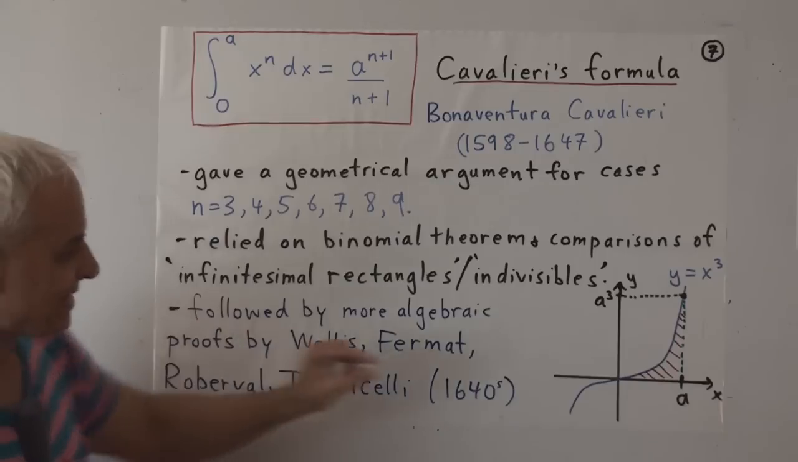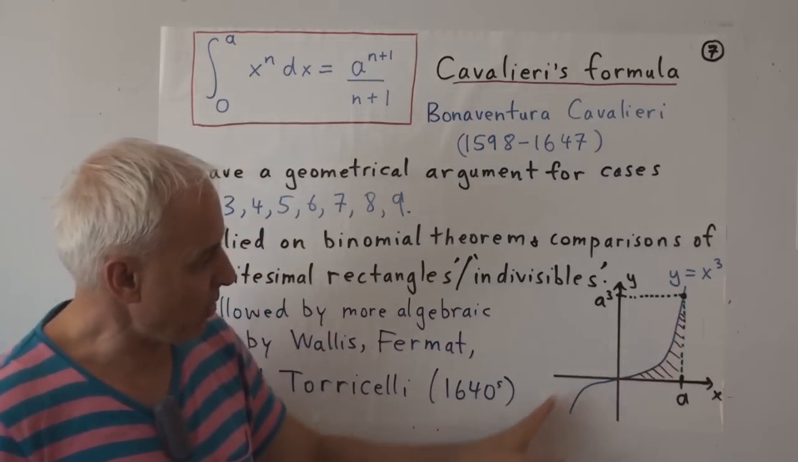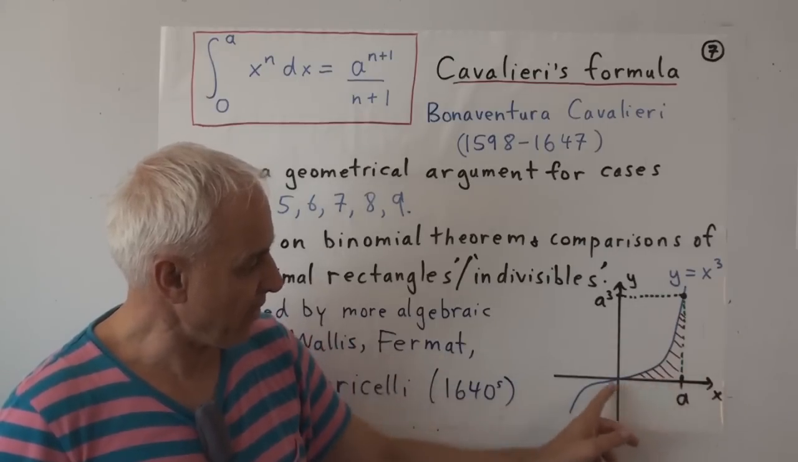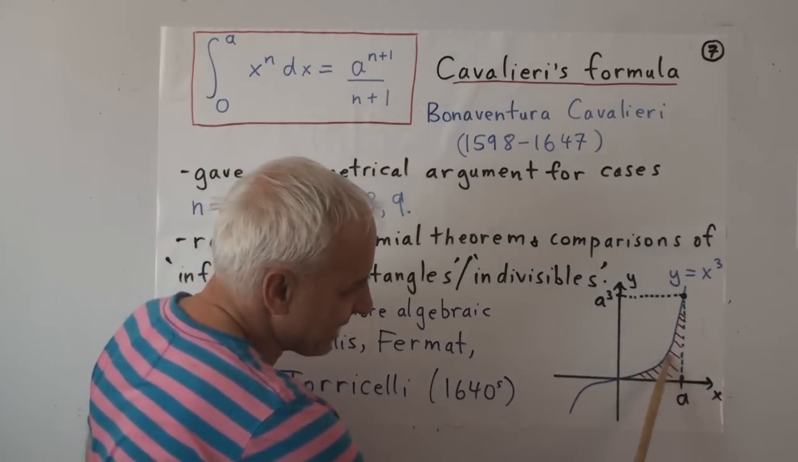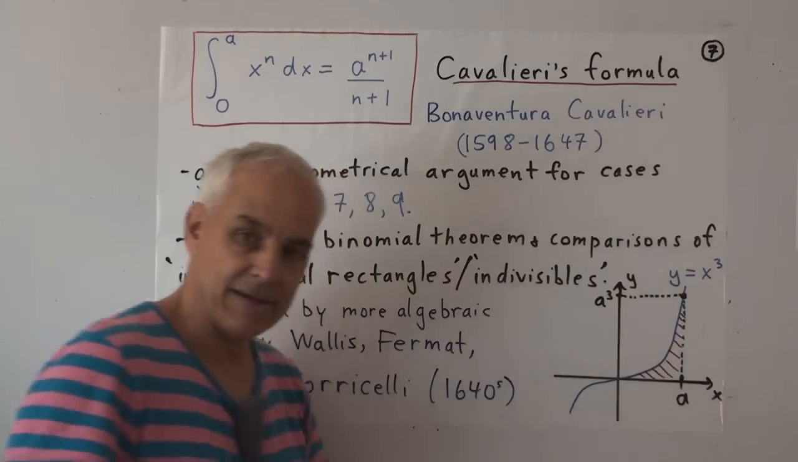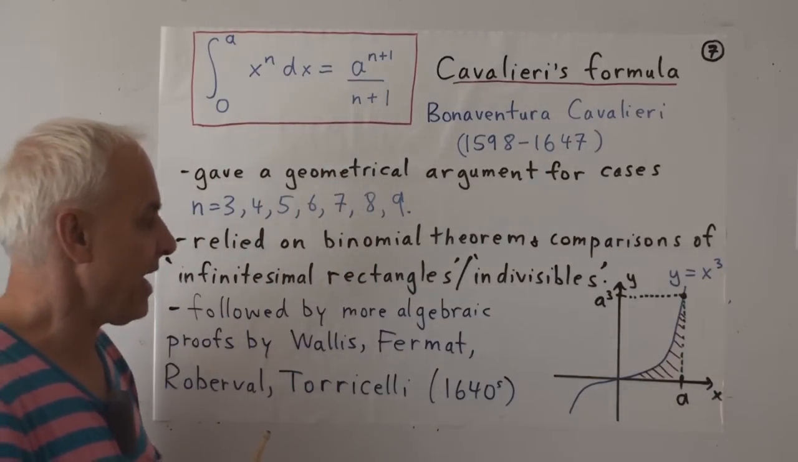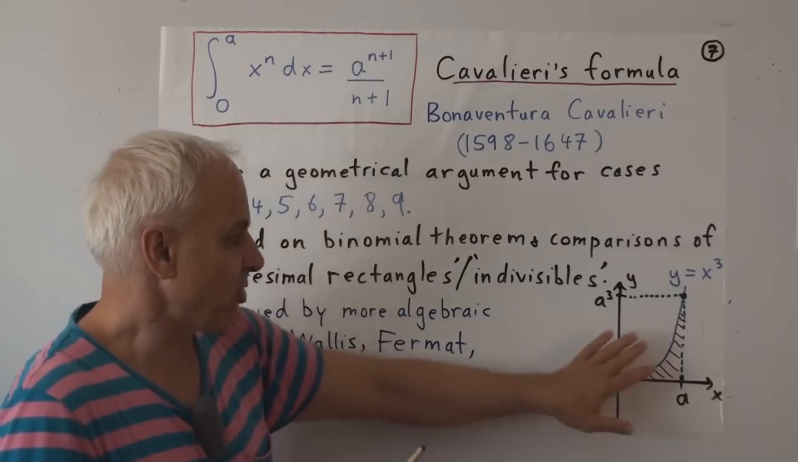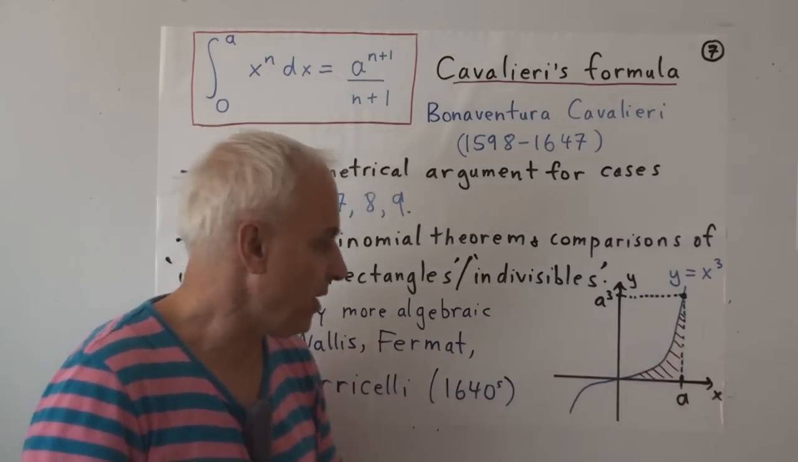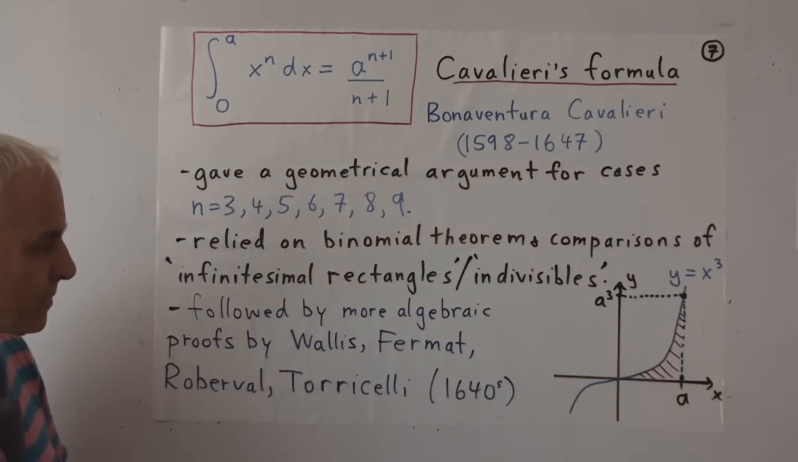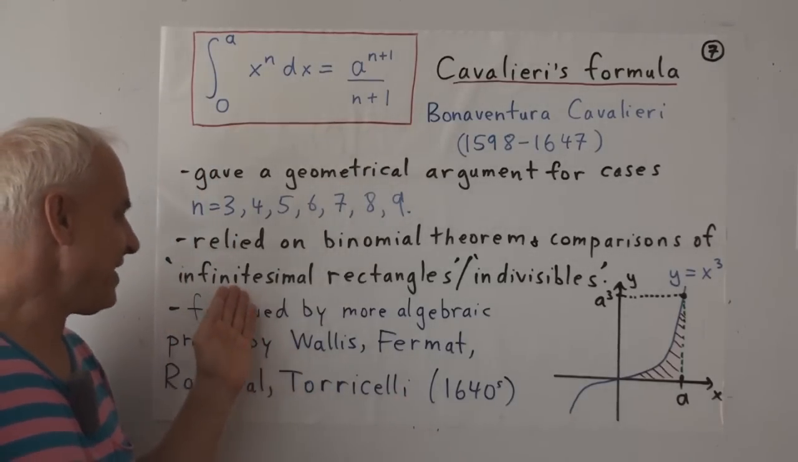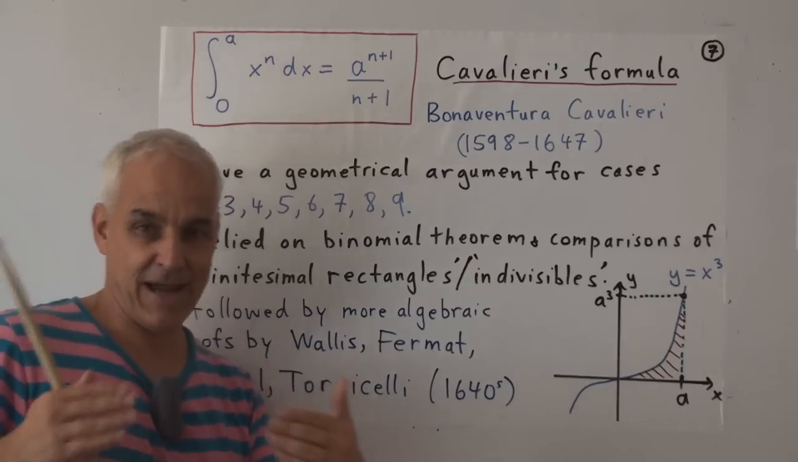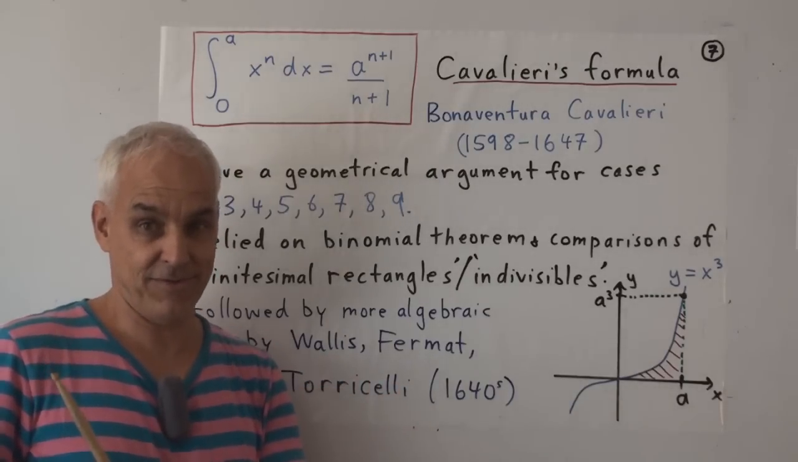So he thought about slicing an area. This is, for example, y equals x cubed, and we're trying to find the area from 0 to a under y equals x cubed. He thought in terms of slicing this in terms of little infinitely thin rectangles. And there was some kind of geometrical argument sort of comparing this area to this area there. The argument was not entirely watertight because the nature of these infinitesimal rectangles was a little bit dubious.